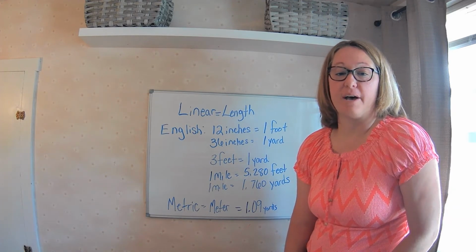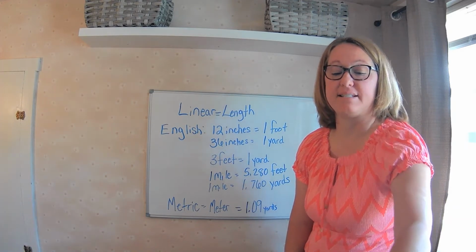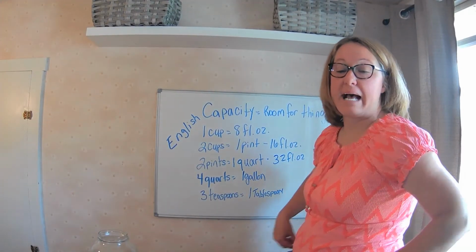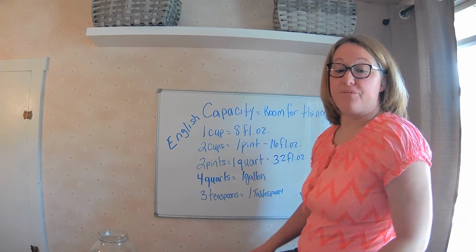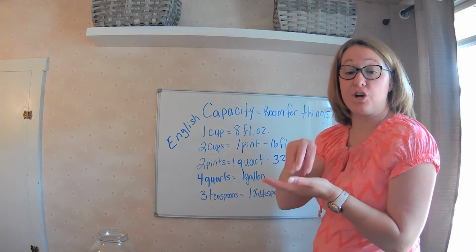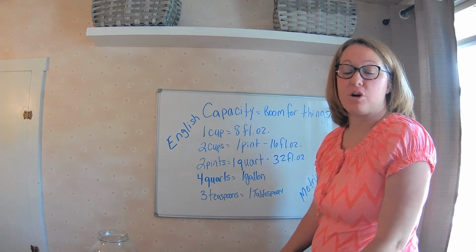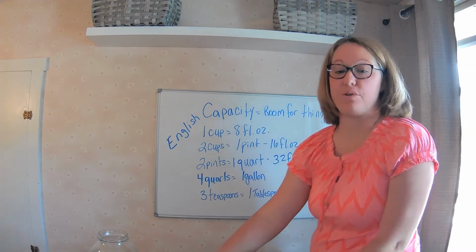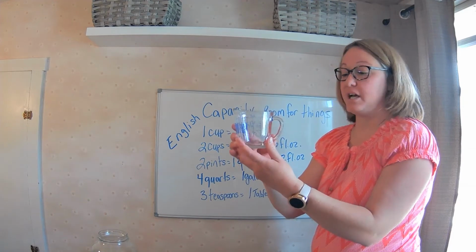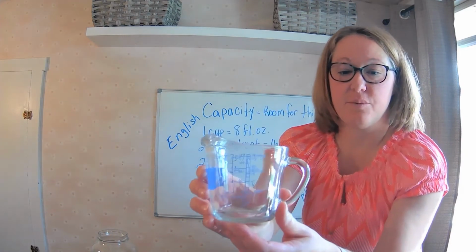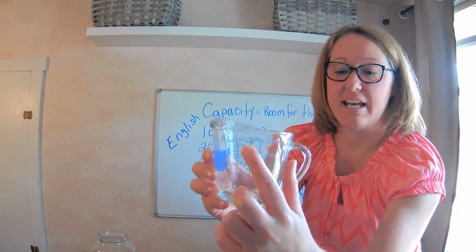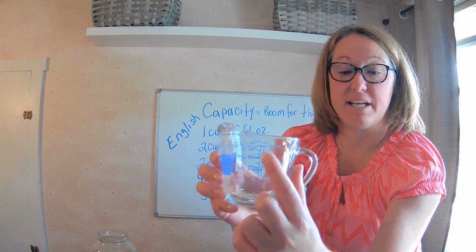Now we're going to talk about the measurements of capacity. Capacity simply means room for things. So when we're measuring capacity, it is how much can go into the thing. All right, so we start with English measurements, and we start with 1 cup. These are definitely for fluid ounces too. 1 cup, if you can see, would be right here. It says 8 ounces, and 8 ounces equals a half a pint.